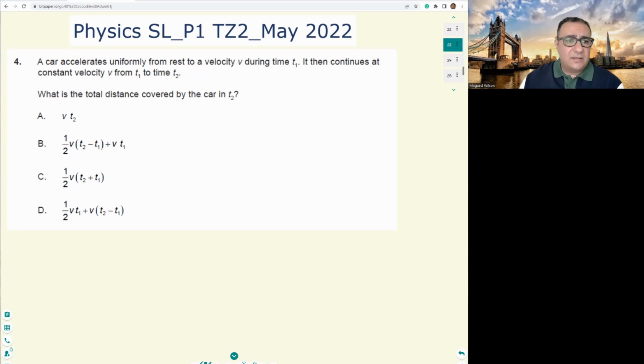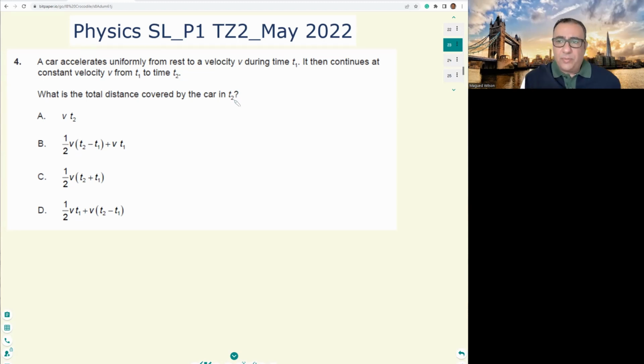It says a car accelerates uniformly from rest to a velocity v during time t1. It then continues at constant velocity v from t1 to time t2. What is the total distance covered by the car in time t2?